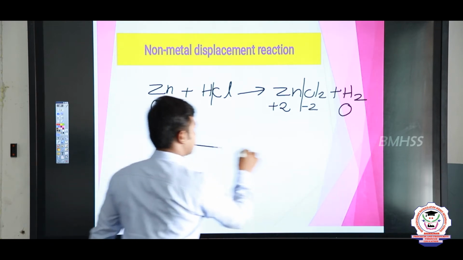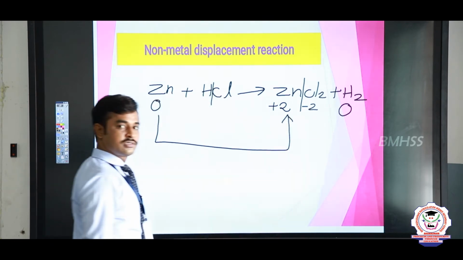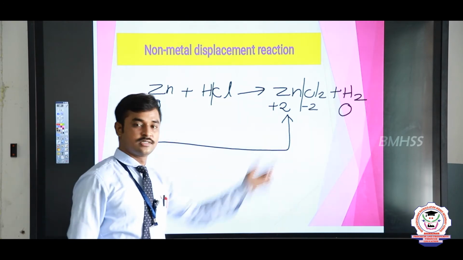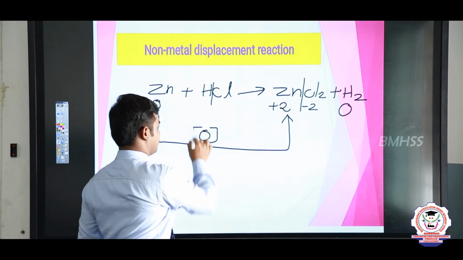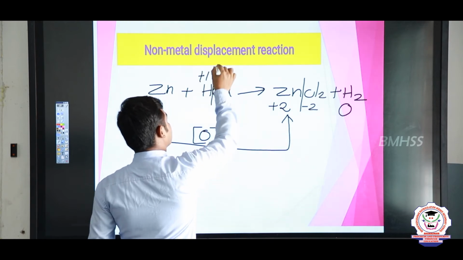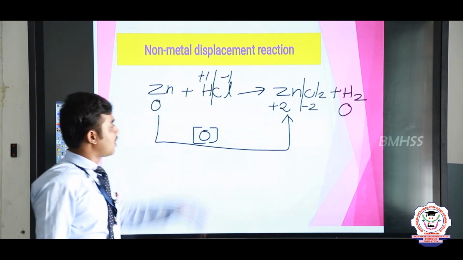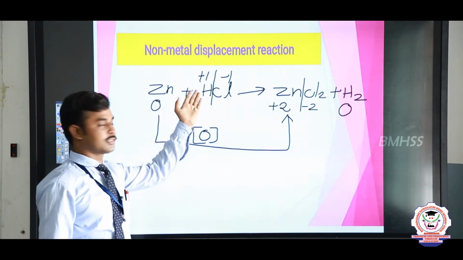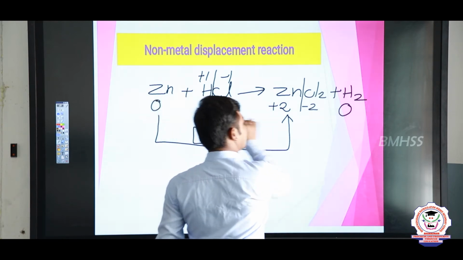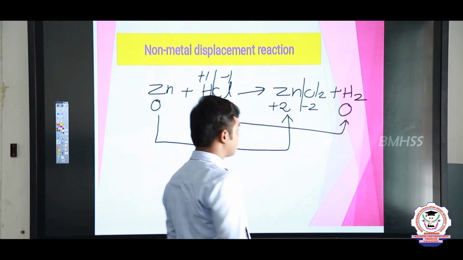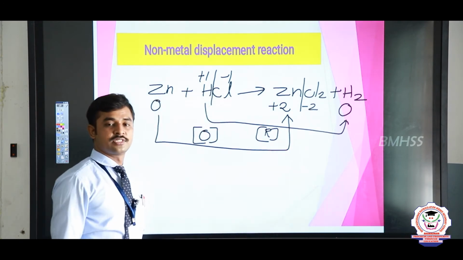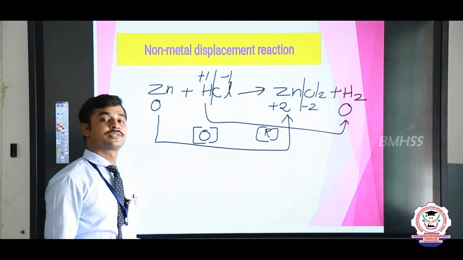Let us see here, the oxidation state of zinc is converted from 0 to plus 2. So, the number is increased, this is oxidation. And see hydrogen, here hydrogen has plus 1 state because chlorine has minus 1, the opposite charge and equal number is plus 1. So, hydrogen is plus 1 charge. When the hydrogen is converted into 0 oxidation state, the oxidation state is decreased. So, this is reduction. So, this is one example for non-metal displacement redox reaction.